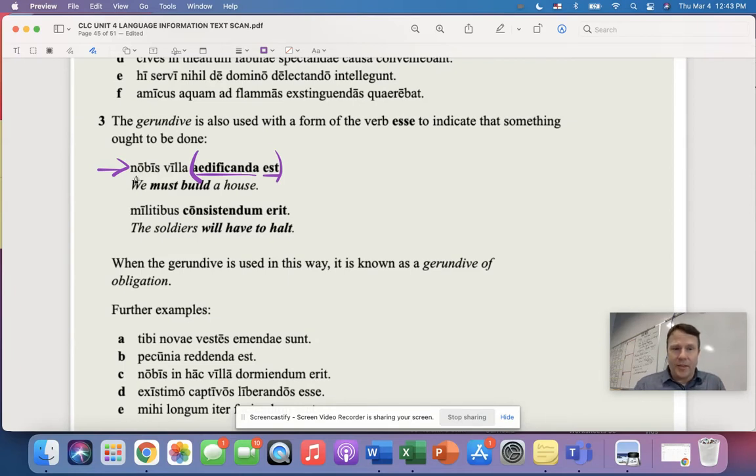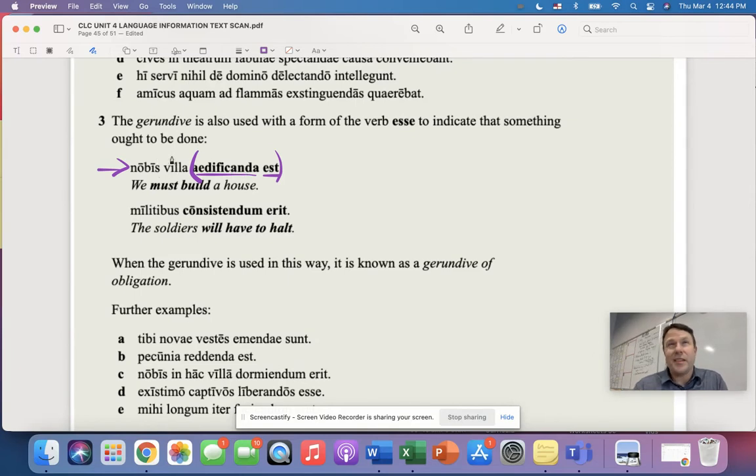Then this word nobis here is in the dative case, but it's a special use of the dative. It's called the dative of agent. It's the only time that dative is ever used with agent, at least that we know so far. There's one exception that you don't have to worry about. But with the passive periphrastic, we have a dative of agent. So the house must be built by us.